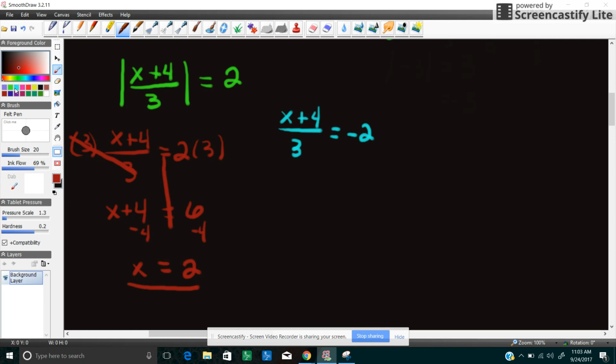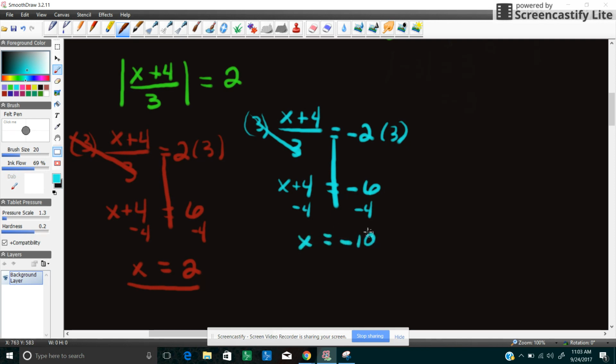Okay, I'm going to do the same thing, but now I'm going to do it with the negative 2. So again, multiply both sides by 3. So I have x plus 4 is equal to negative 6. Okay, subtract 4. So x turns out to be negative 10 in this one. So that means that for this problem, 2 and negative 10 are potential answers.